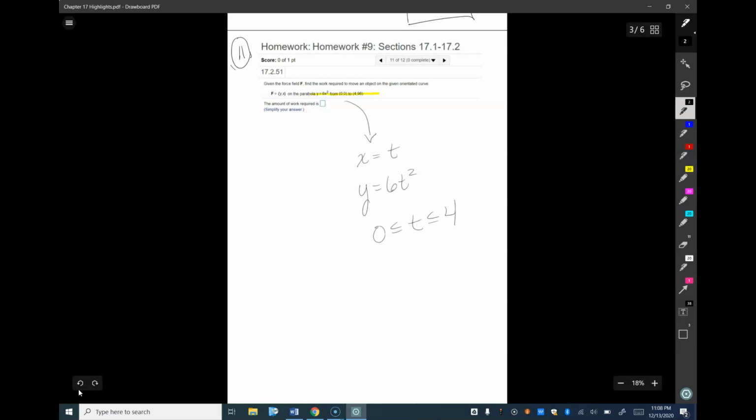And you should check to make sure that the y matches up as well. If my t goes from 0 to 4 and y is equal to 6t squared, it will start at 0, so that's correct, 0, 0. And 4 squared is 16 times 6 more is 96. Yep, so perfect. This means r of t is going to equal t comma 6t squared.